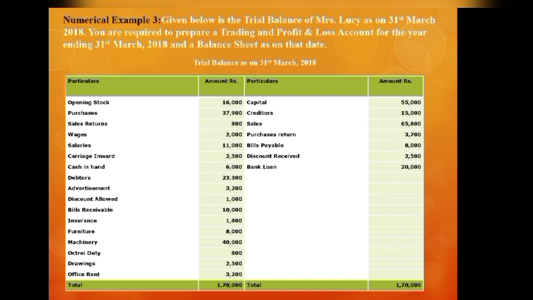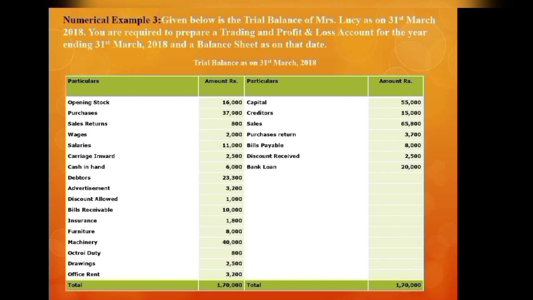Creditors is the amount payable to the suppliers who have supplied us goods on credit and therefore it is a liability and it will be shown on the liabilities side of the balance sheet. Sales will be shown to the credit side of trading account. Purchases return will be deducted from the purchases. Purchases are shown on the debit side of the trading account and from that purchases return are deducted.